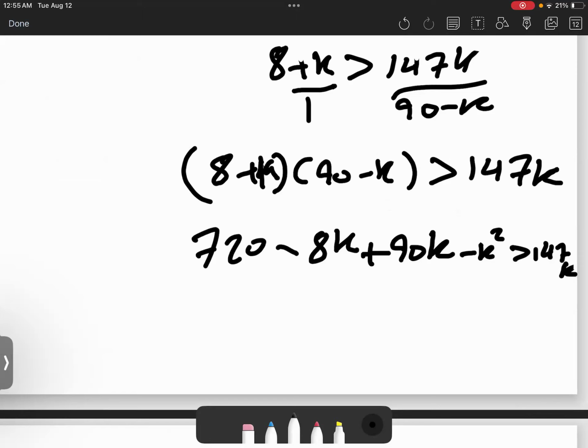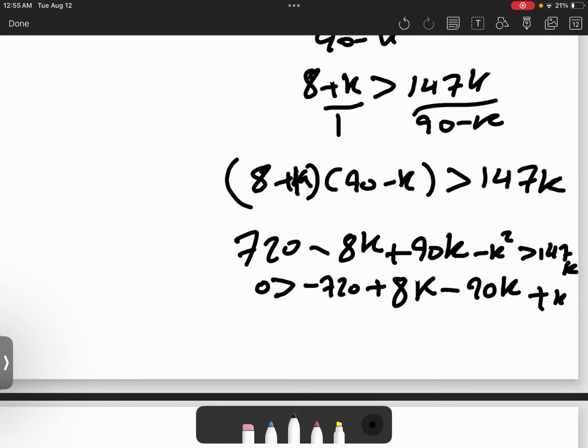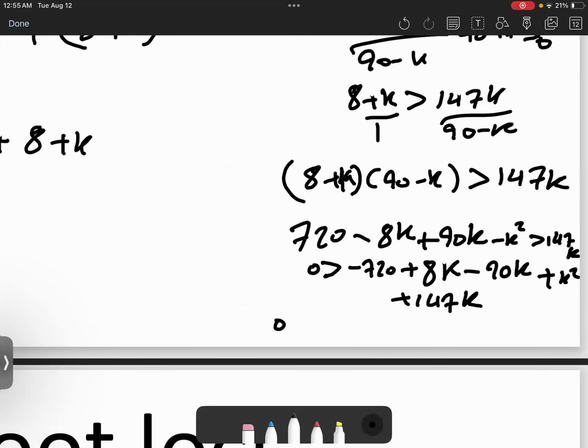So I would say the way that I like, make it 0 here, then negative 720 plus 8k minus 90k plus k squared plus 147k. Let's simplify the k terms. So we have 8 minus 90 plus 147. This yields 65. So here we have 0 equals negative 720 plus 65k plus k squared. This is a quadratic equation.